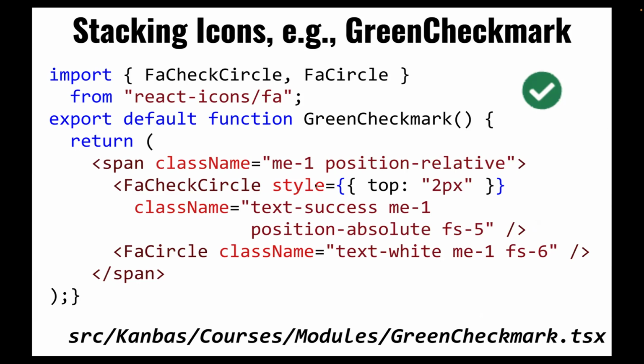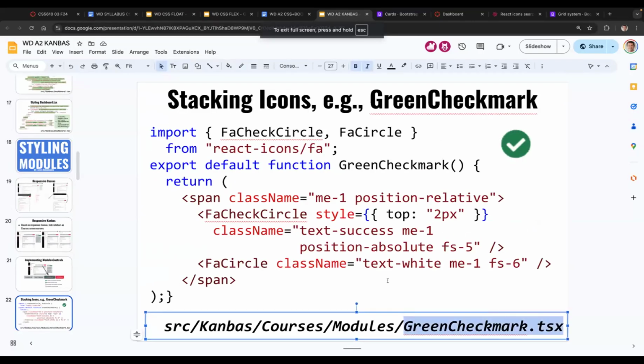and then move it with style top, so that it stacks up one on top of the other. Not one above and below, but one in front and the other one below it. So yeah, let's do that. Let's create a green check mark component.